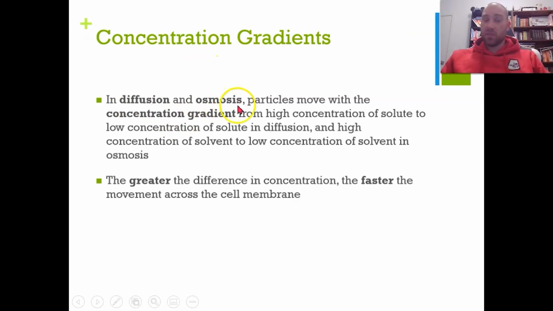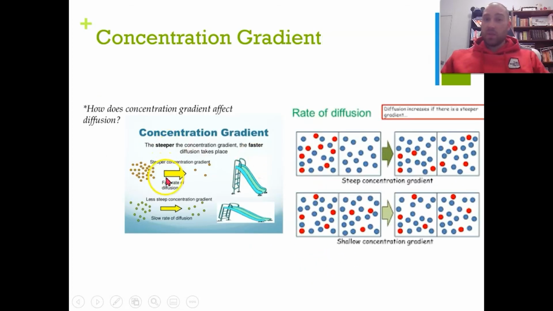So in diffusion and osmosis, particles move with the concentration gradient from high concentration of solute to low concentration of solute in diffusion, and high concentration of solvent to low concentration of solvent in osmosis. We've looked at diffusion and osmosis before. Greater the difference in concentration, the faster the movement across the cell membrane, and that's just down to thermal movement of particles. So when we talk about concentration gradient, we're comparing one side of the membrane to the other.